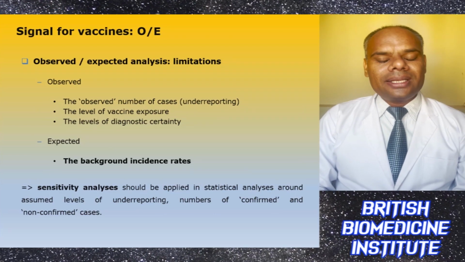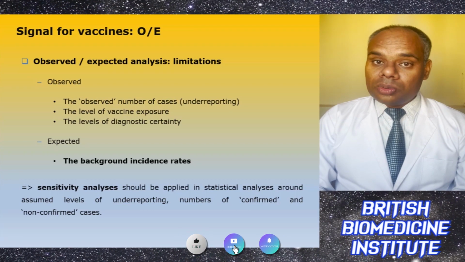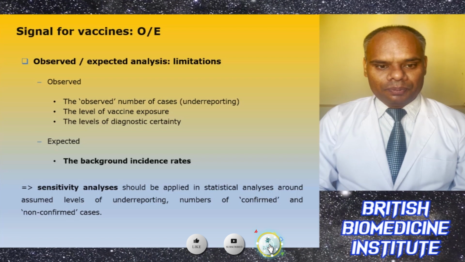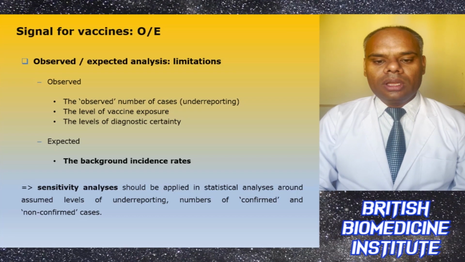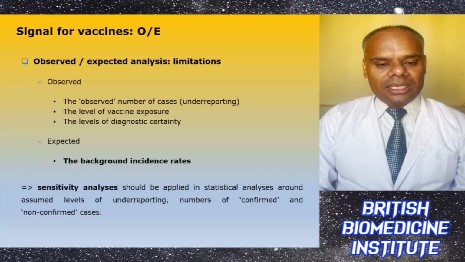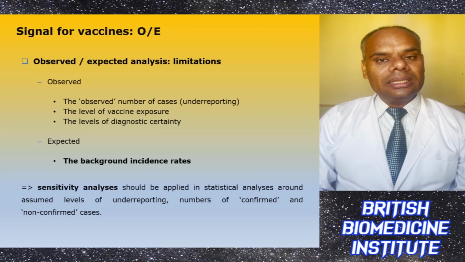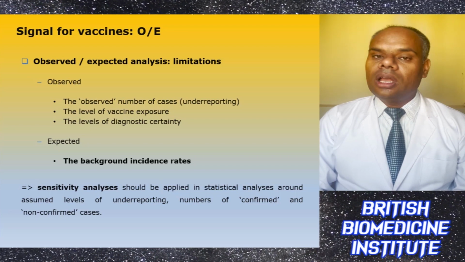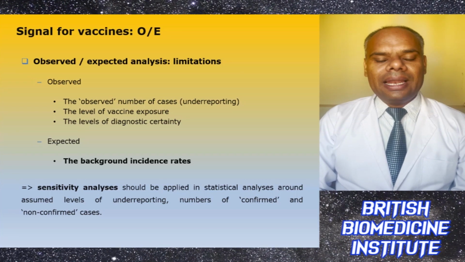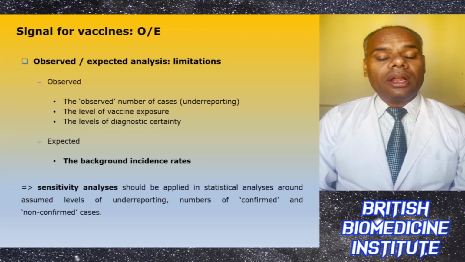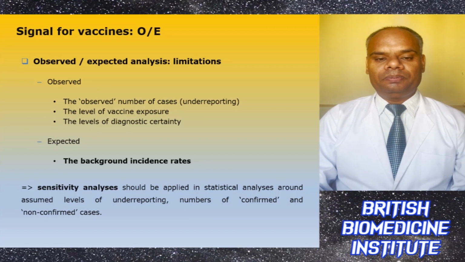The major limitations of the observed versus expected analysis are that the observed number of cases can be underreported. There can be a difference in the level of vaccine exposure, and again there will be an uncertainty in the level of diagnostics. The background incidence rate also cannot basically be expected. Here, sensitivity analysis should be applied in statistical analysis around the assumed level of underreporting, or we can say the number of confirmed or non-confirmed cases.